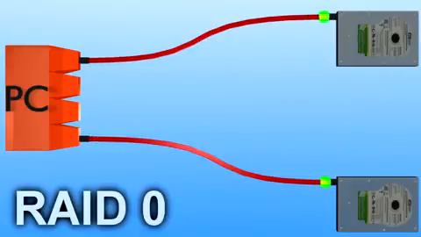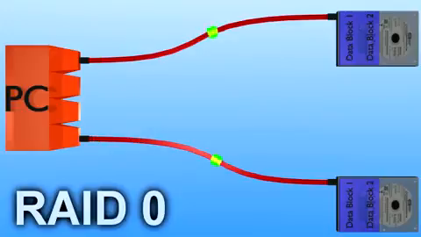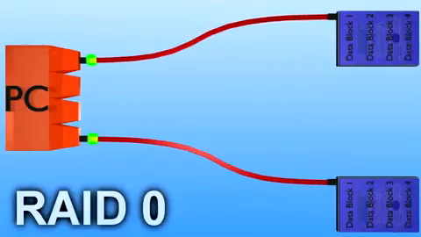RAID 0, also known as striped volume, is where the data is split across two hard drives in blocks of bytes. A block of data can be as small as 1 byte, but is commonly 512 bytes, so there is a varying number of blocks that will be created on your hard drive. RAID 0 is normally used to improve performance without halving your hard drive's capacity.